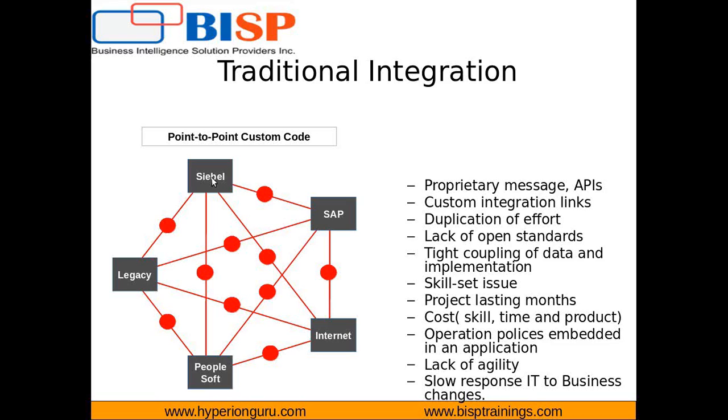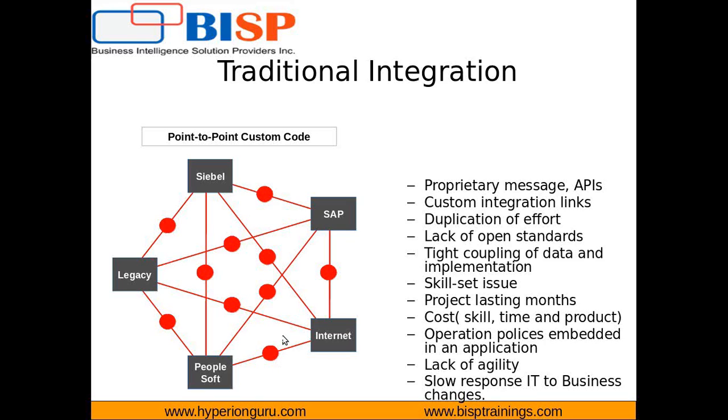Siebel might be using a data bean to connect with it, or a web service. SAP might be using a BAPI to connect with it. Internet might be following a JSON format as an input message payload. And a legacy application could be a database application which works only with procedure calls. So you're not following a single open standard to connect with each of the applications throughout your organization.